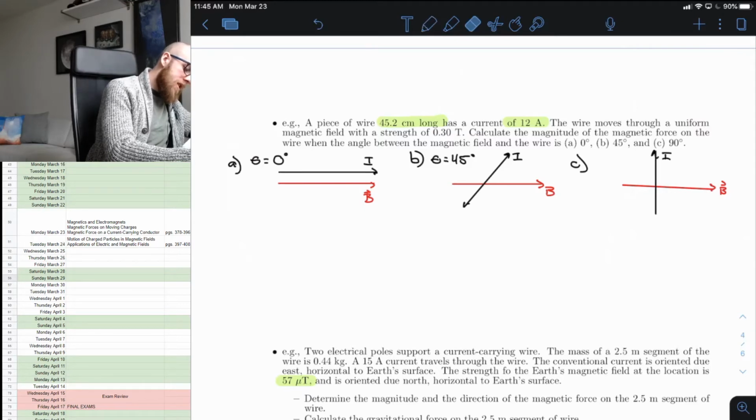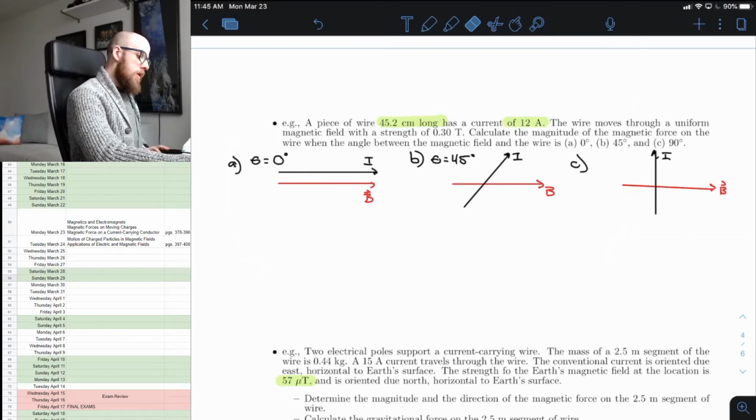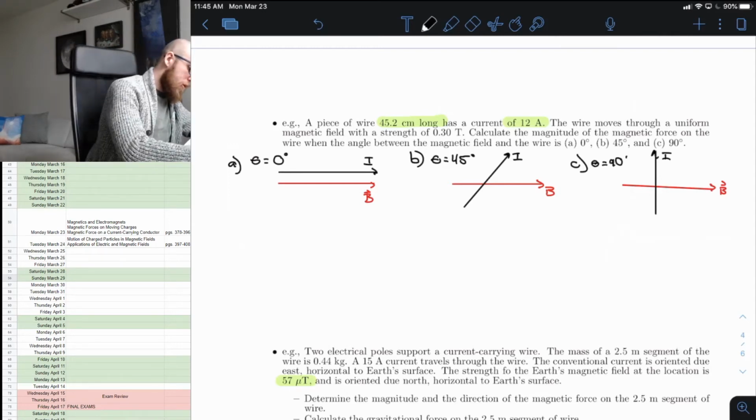Okay. So let's consider each of these 3 cases, and then we'll summarize what we're noticing about the magnetic field, or the force exerted on the wire here. Okay. So let's get to it. So we know that the force on, actually let's write down the givens that we have.